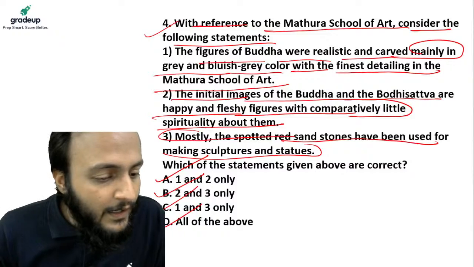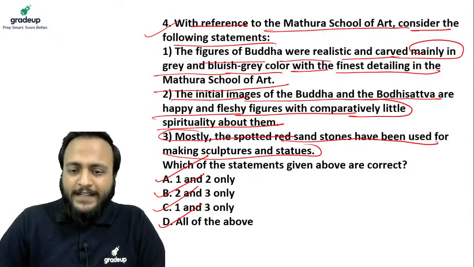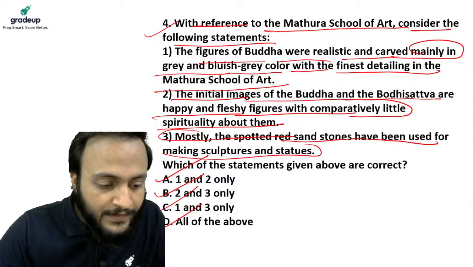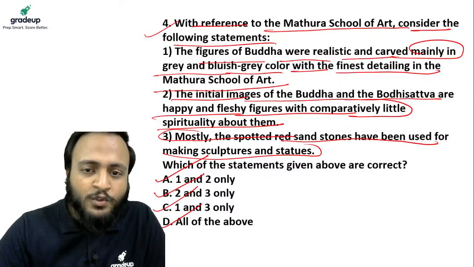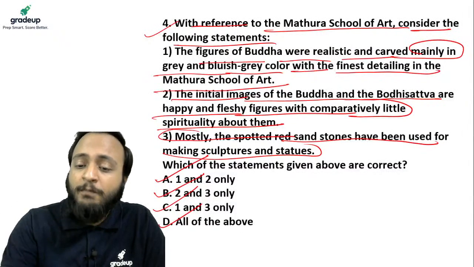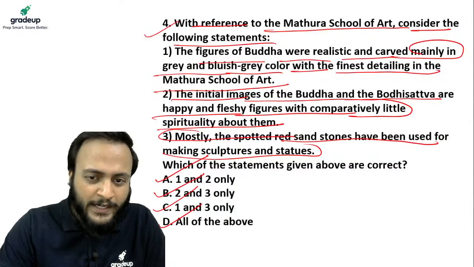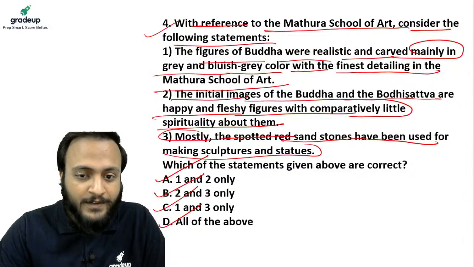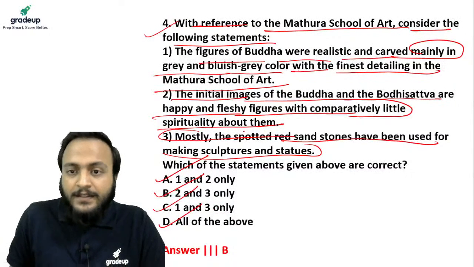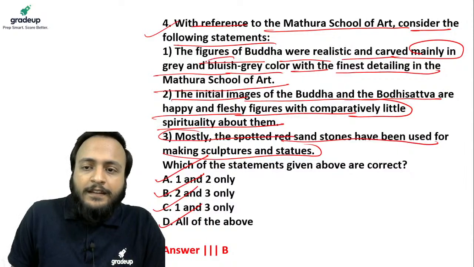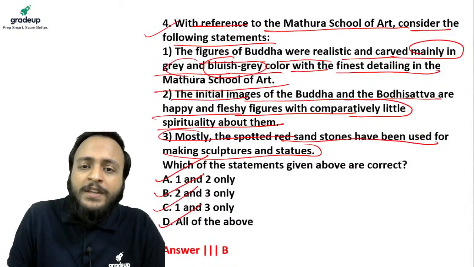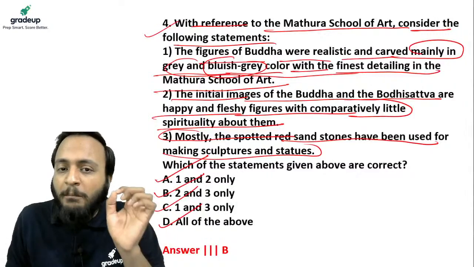All right, guys, a lot of people have answered this question, so let's come to the answer. Parul, I think you are correct. In 2017 also we had one or two questions from the culture portion. That's why, on the basis of previous papers, I have included it in case they ask. Who knows? So the answer is B, because the figures of Buddha were realistic and carved mainly in grey and bluish grey color with the finest detailing in the Mathura School of Art. Wrong.